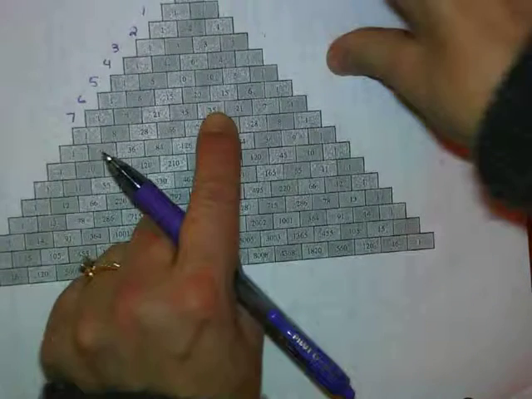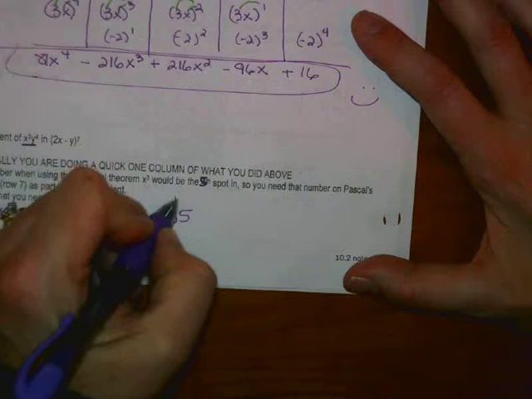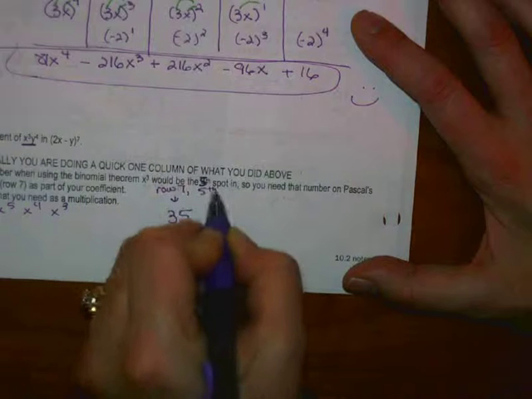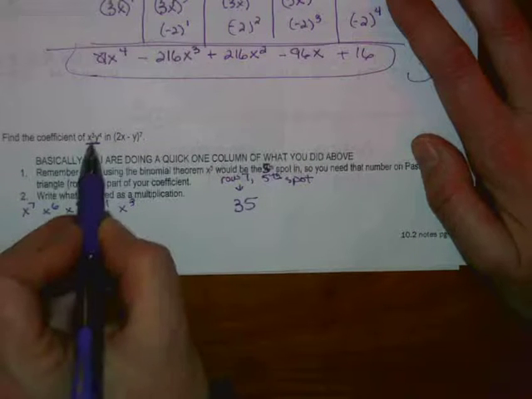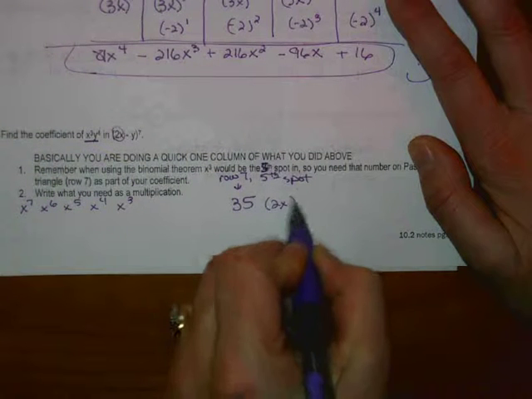Okay, so write that down. 35 is part of my coefficient. So this is from row 7, 5th spot. Then you write what you need as multiplication. So I need where x is cubed, so that means I take the first term and I cube it.